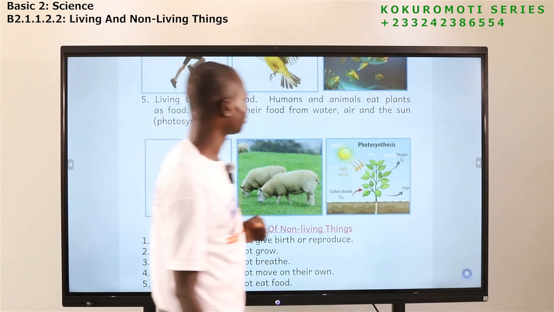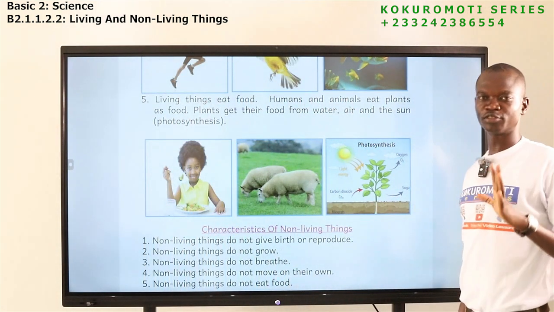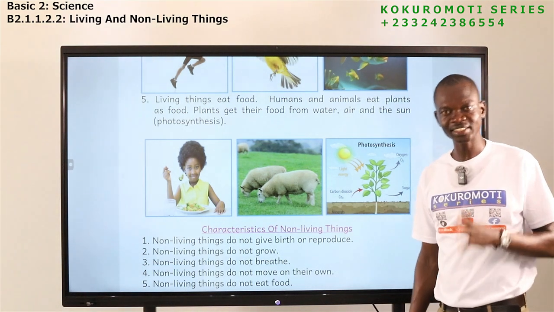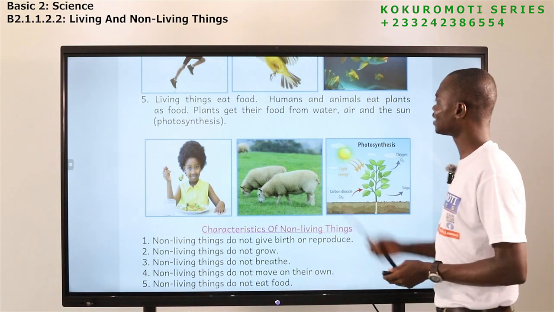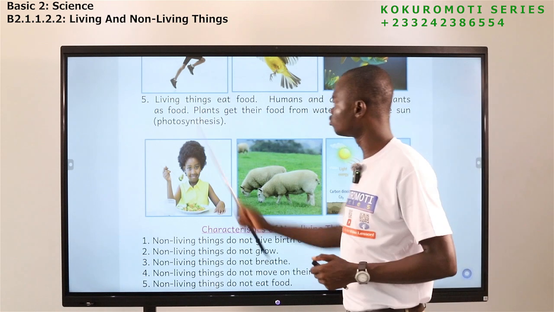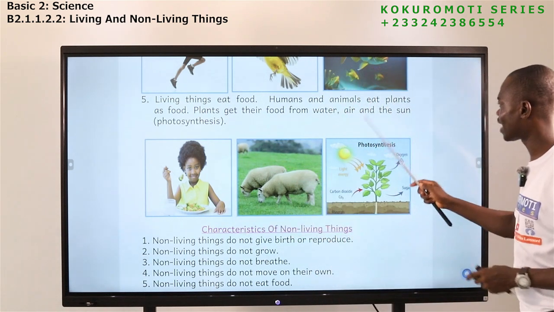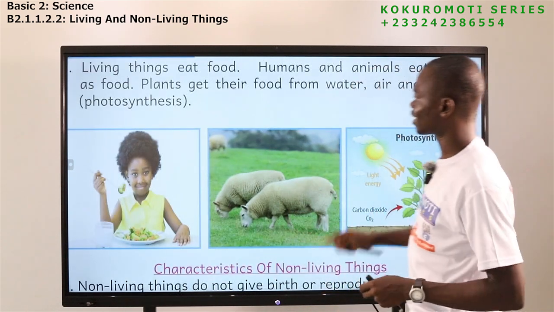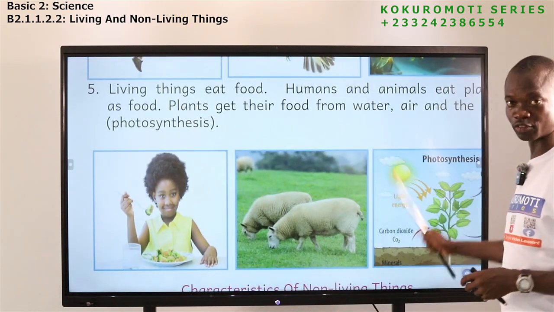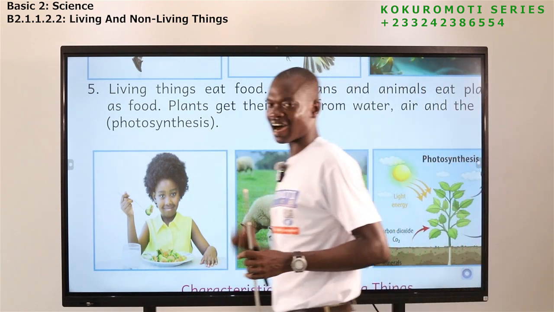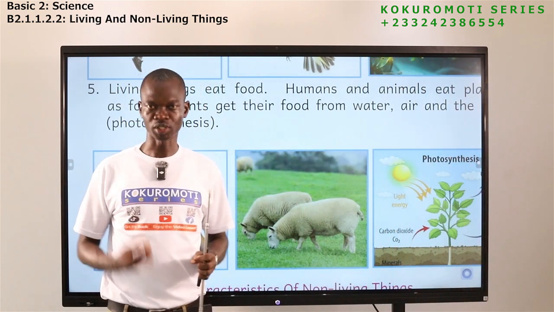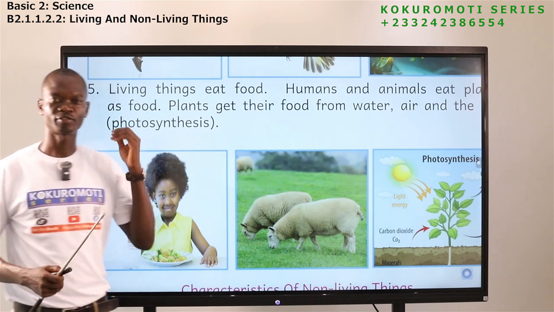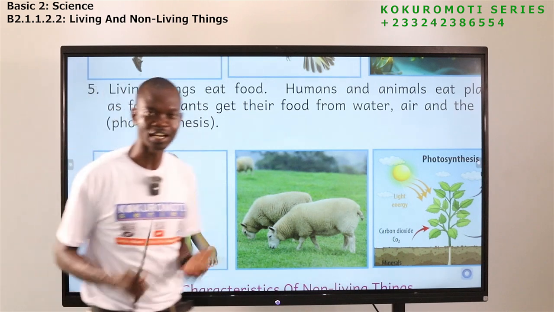Living things eat food. Do you eat food? Do you also give food to your dog or your cats? Do they eat? Okay, so we are saying that humans and animals eat plants as food. Plants get their food from water, air, and the sun, and that is what we call photosynthesis. At the beginning of the lesson, I mentioned what photosynthesis is. We are talking about how living things get food to eat. Human beings and animals, we get food from where? From plants.